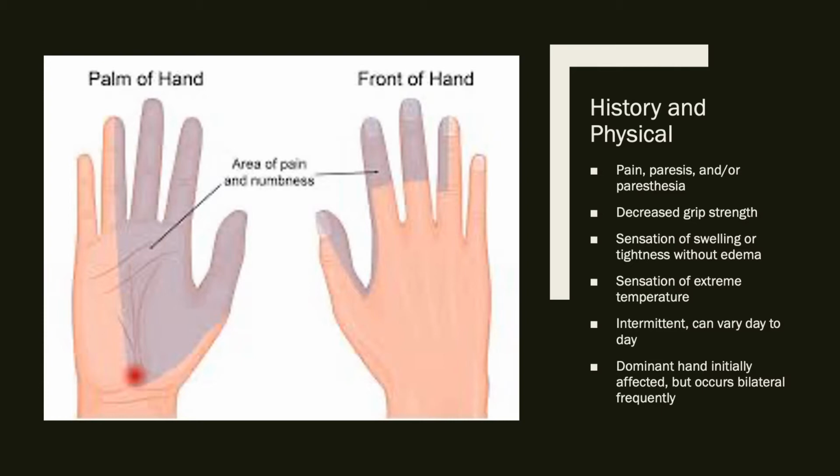These symptoms can vary day to day, but are often worse at night and can even wake the patient during sleep. The dominant hand is often initially affected and/or with greater severity, but bilateral carpal tunnel syndrome occurs frequently.